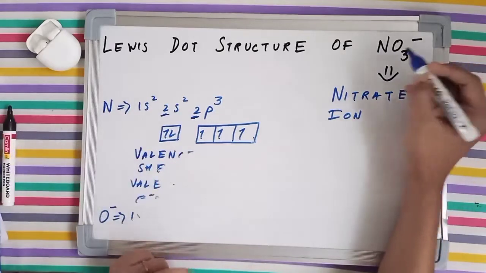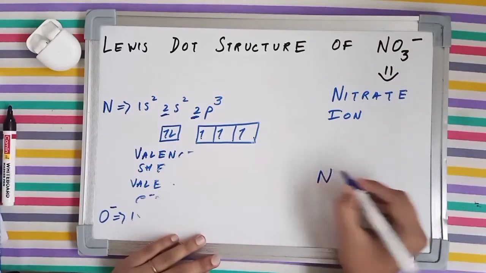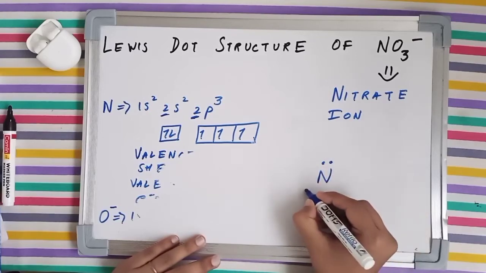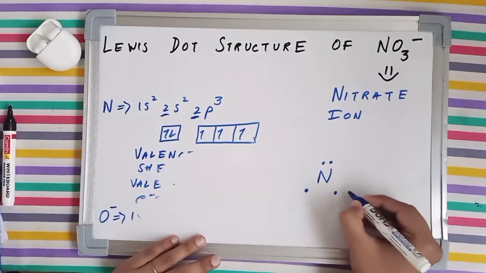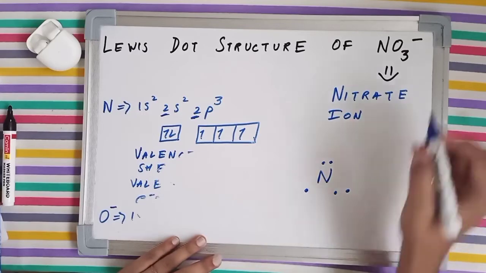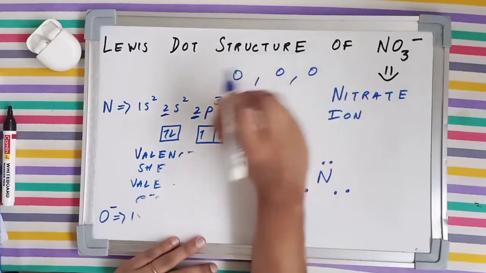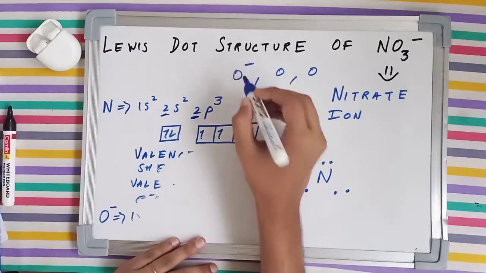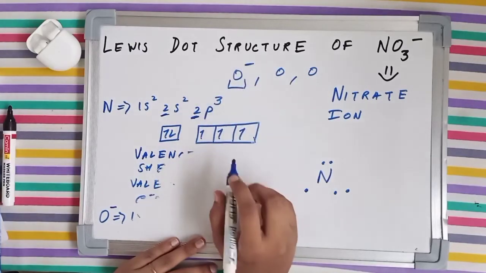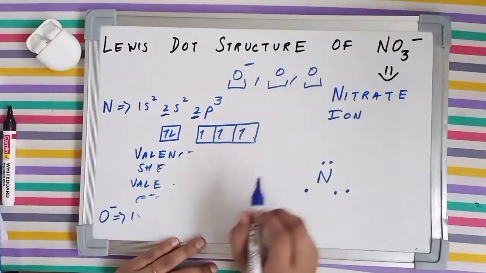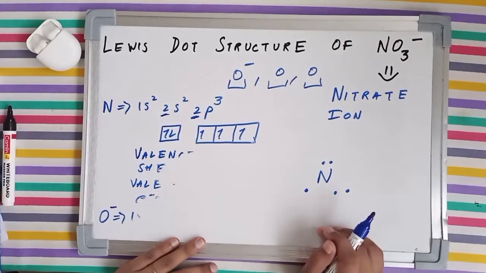Now let's proceed to the structural part. So you've got nitrogen as your central atom having 5 valence electrons, 1 2 3 4 5, and you've got 3 oxygens, and one of them is having a negative charge, which means this oxygen O minus will make a single bond with nitrogen, whereas these 2 oxygen atoms will make 2 bonds with nitrogen.